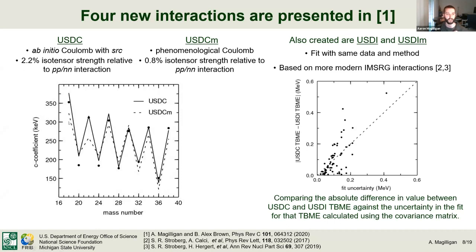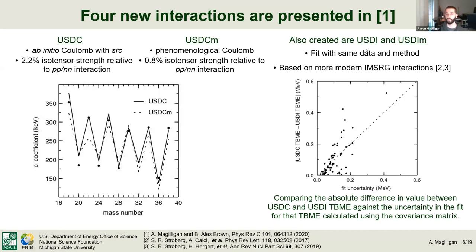And you see here, this dashed line is now showing USDCM C coefficients versus USDC C coefficients. And you see that USDCM has poorer agreement with experiment compared to USDC. And so there was a trade-off. We got better improvement on our mirror energy differences and B coefficients, but we lost some agreement with the C coefficients.